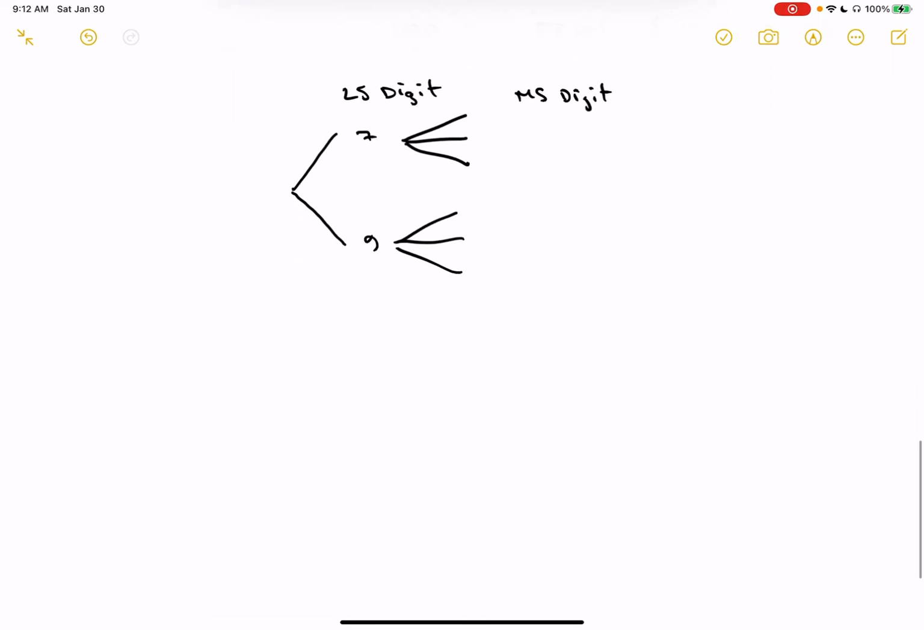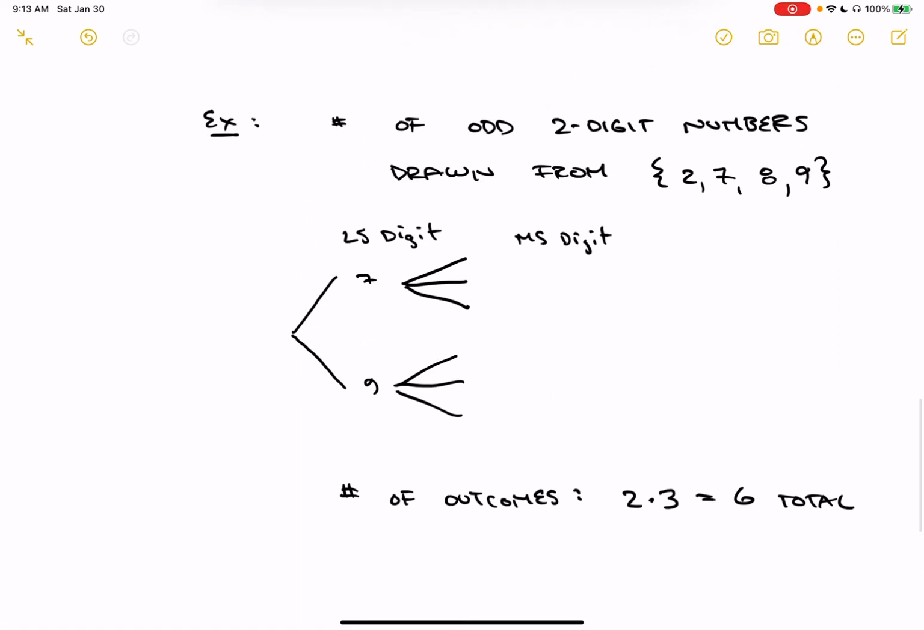If I want to find the number of outcomes, the number of odd 2-digit numbers drawn from that set of 4 numbers, of which 2 of the digits were odd, we can get it by the rule of product. The rule of product says there's 2 ways of choosing that first sub-experiment, the least significant digit, and then there are 3 ways of choosing that most significant digit, and we just multiply them together, and we can actually see that in the tree diagram as well. That gives us 6 total. So there's going to be 6 two-digit numbers that are odd when drawn from that set 2, 7, 8, and 9.